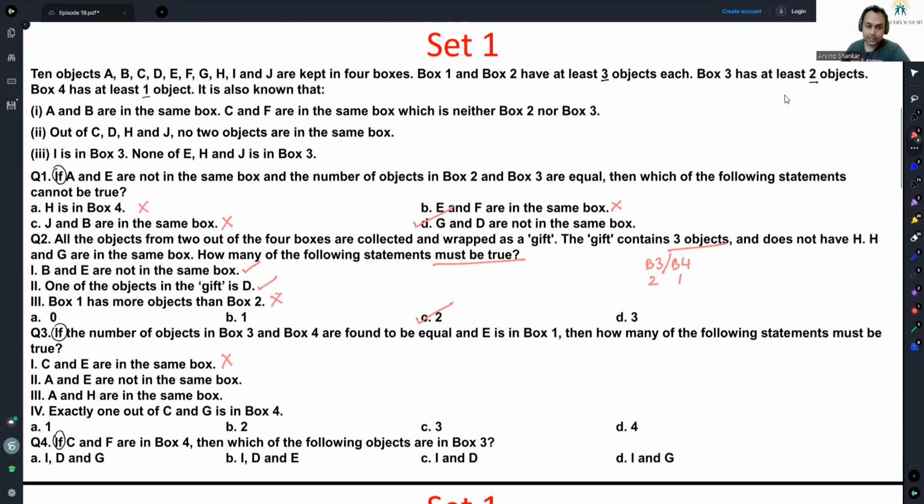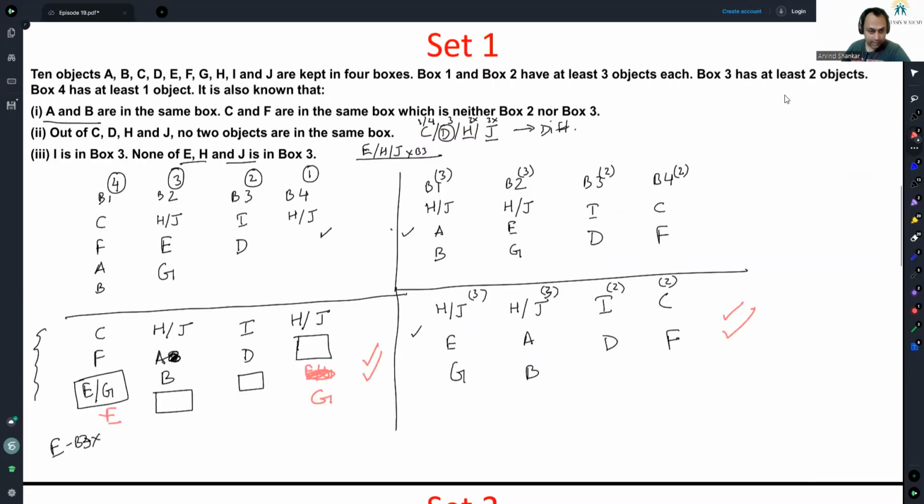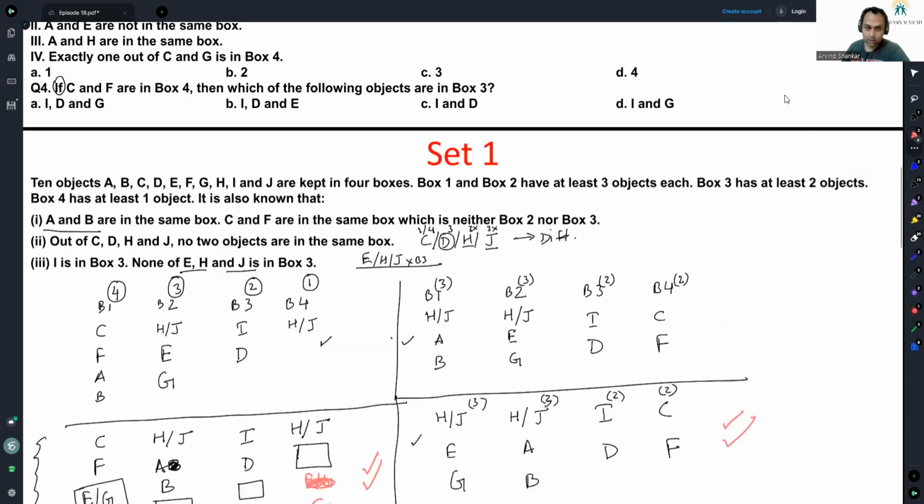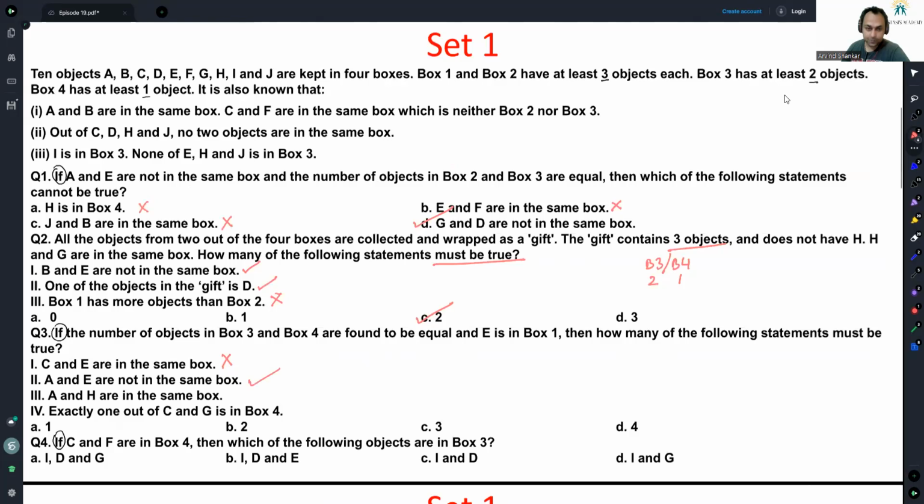A and E are not in the same box. In either case, A is in the second box and E is always in the first box. So yes, this statement has to be true.